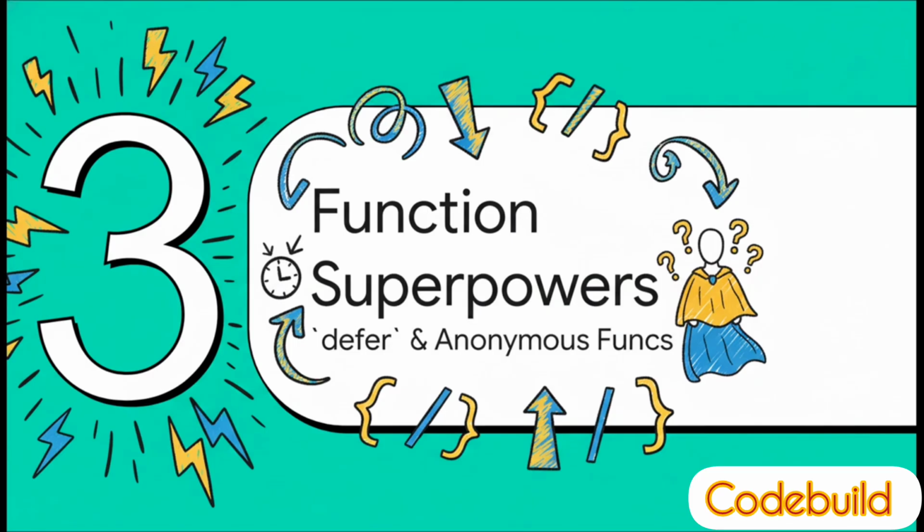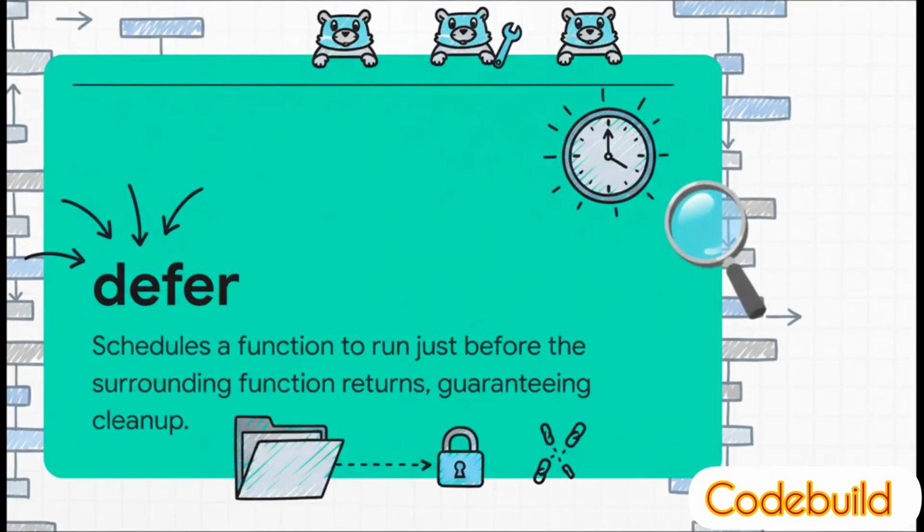Okay, so beyond the basics, Go gives its functions a couple of what I like to call superpowers that help you write safer, more flexible code. Let's look at 2 of the big ones, the defer keyword and anonymous functions. Oh man, defer is just so elegant. It solves a problem we've all run into, cleaning up our mess.